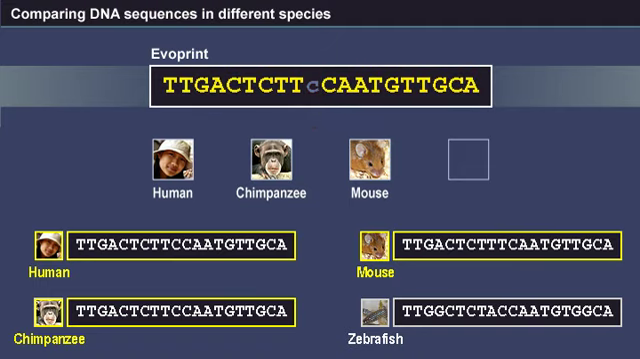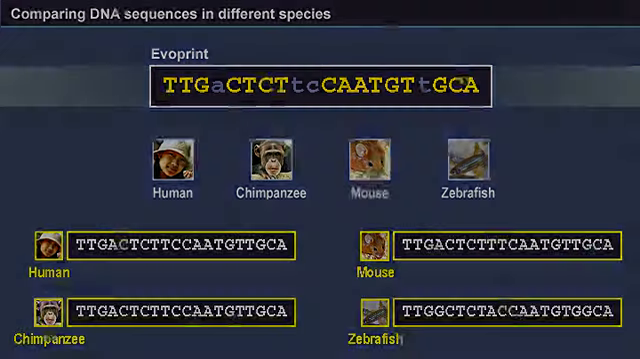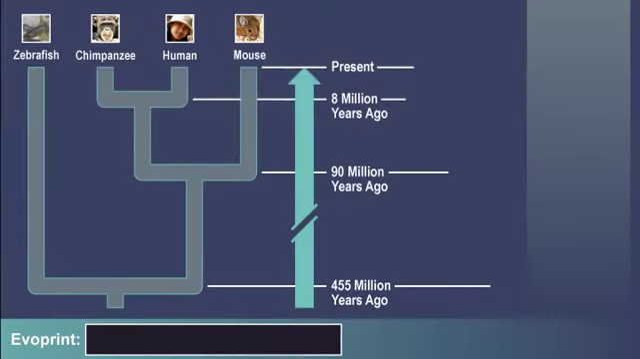See how the changes show up in the EvoPrint? But just as importantly, notice how many of the letters have not changed. They have been conserved through natural selection. Finally, we'll add the sequence from the zebrafish. A quick look at the EvoPrint shows us which nucleotides have remained the same over time and those that have changed. To help us understand EvoPrints in even more detail, let's think about time.